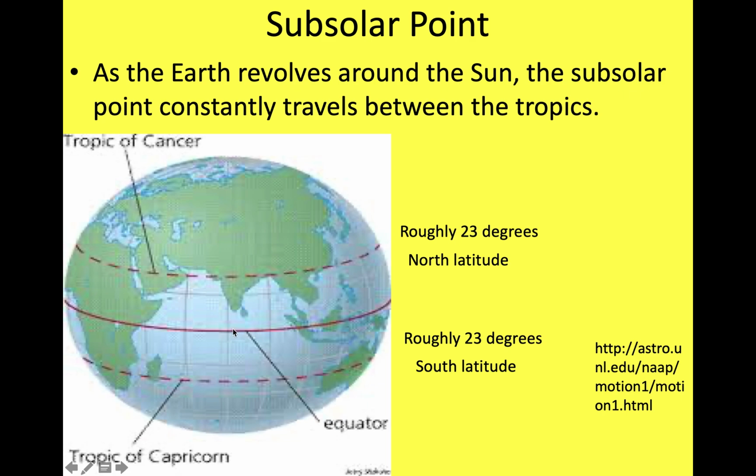Okay? Now, I mentioned this in our last lesson, but I'm going to point this out again. When we have summer here in the northern hemisphere, the southern hemisphere has winter. When we have winter here in the northern hemisphere, the southern hemisphere has summer. Okay? So this is going to be important to remember later as we talk about the changing of the seasons.